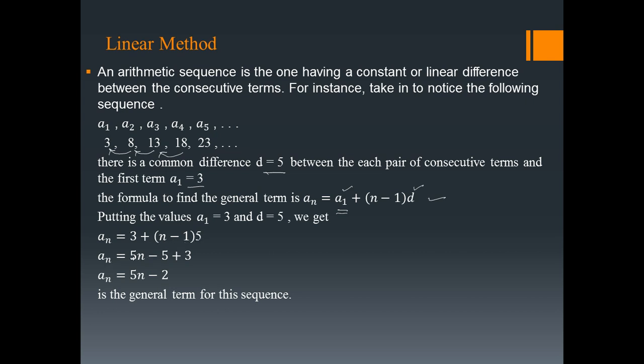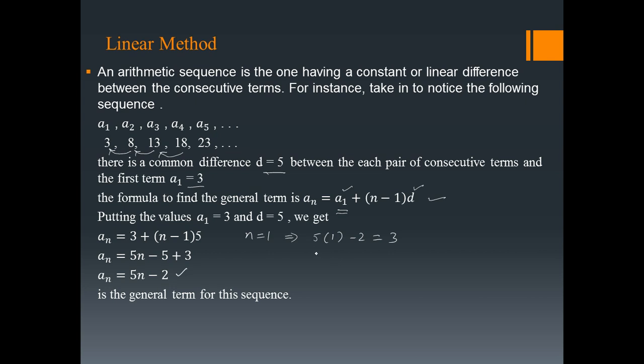So we are getting 5n minus 5 if we multiply 5 with this, plus 3. So an is equal to 5n minus 2, and this is the general term for this arithmetic sequence. If we put n is equal to 1 in this, 5 into 1 minus 2, we are getting 3, which is the first term.